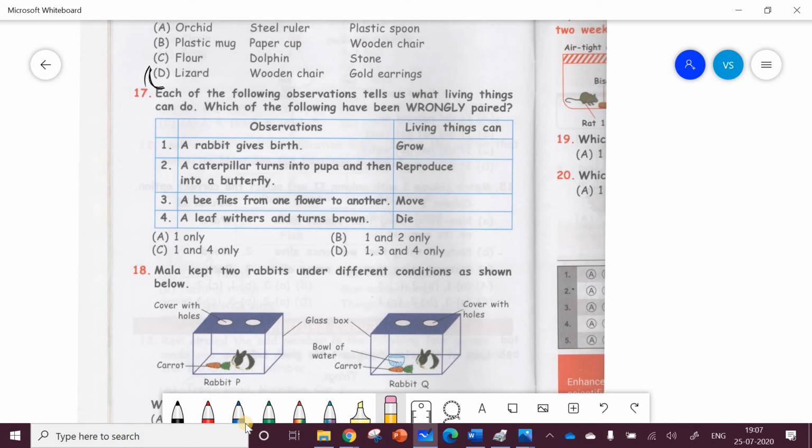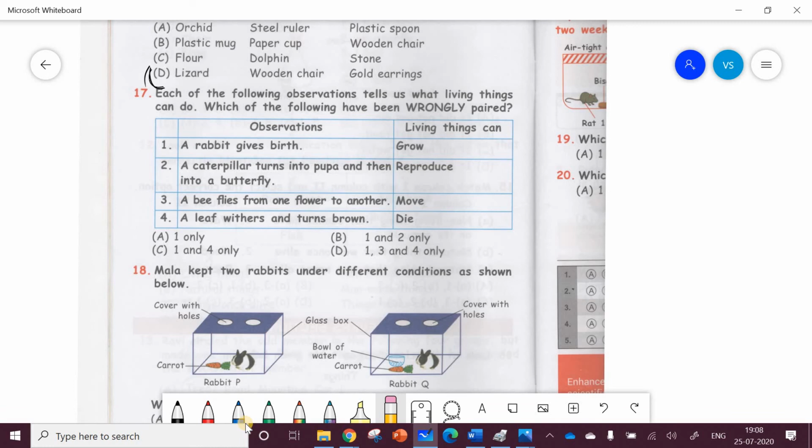Each of the following observations tell us what living things can do. Which of the following have been wrongly paired? So something has been wrongly paired. So should we check? Yes. Alright, can you read the first observation?